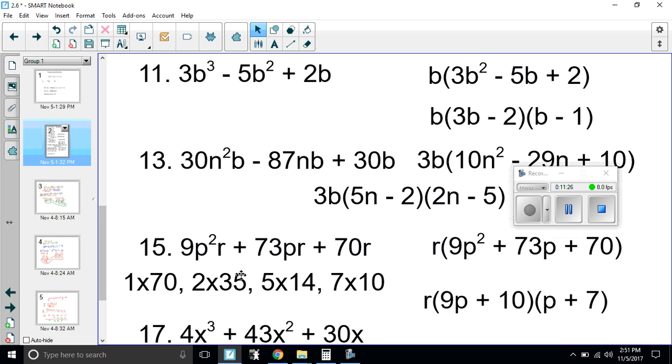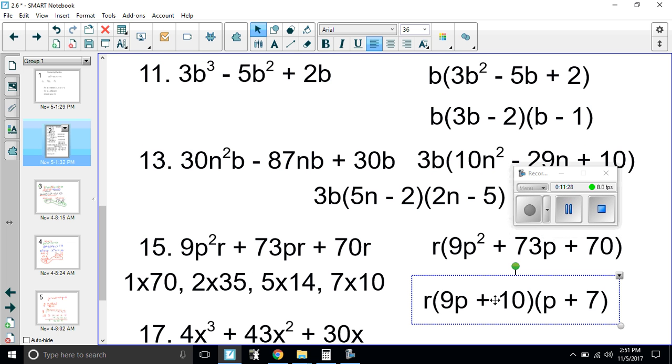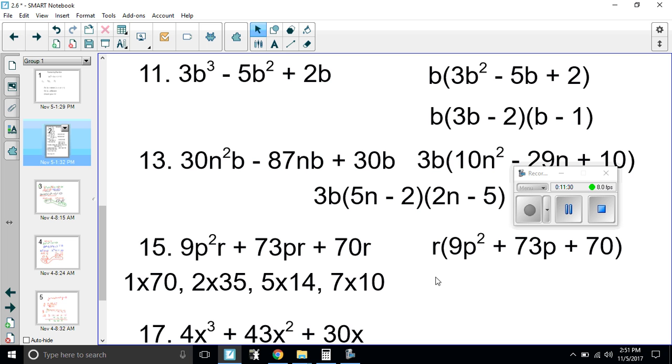Okay, 15, same kind of scenario. We have what looks to be a quadratic, but for some reason there's two variables. So if we look closely at all three terms, they all have r, so we can factor out that r, which I did here, leaving us with 9p squared plus 73p plus 70.